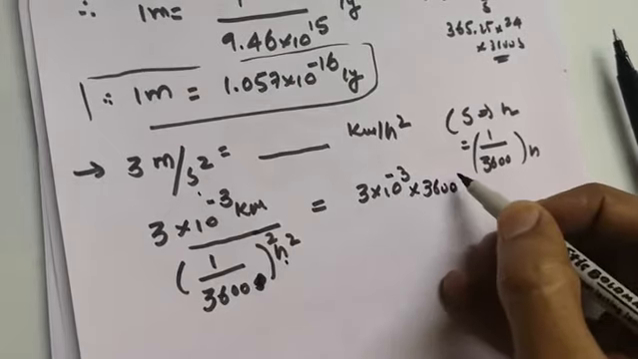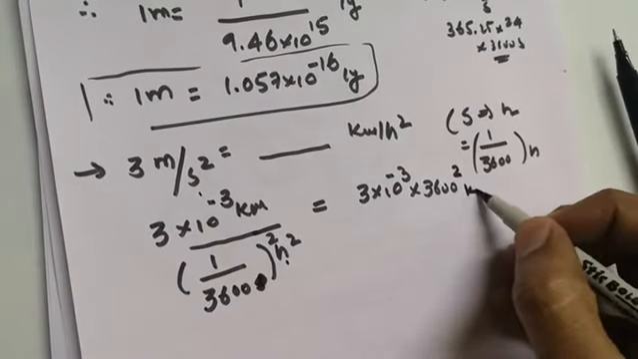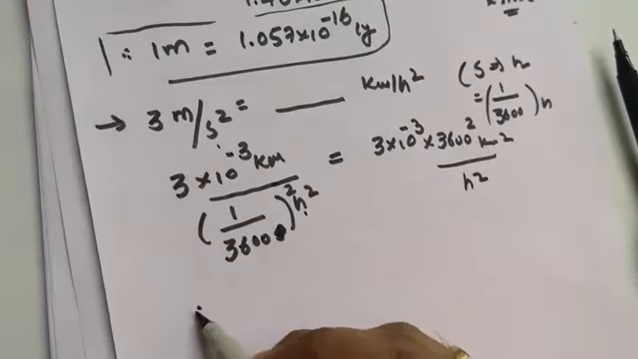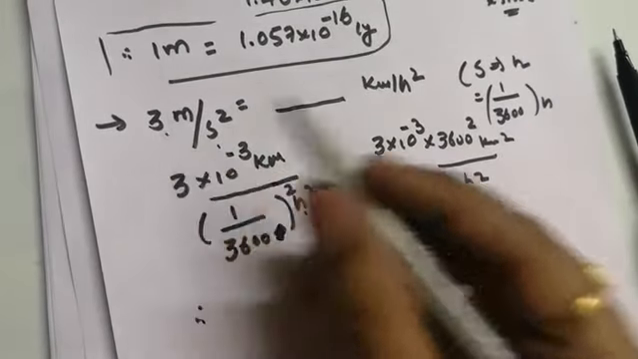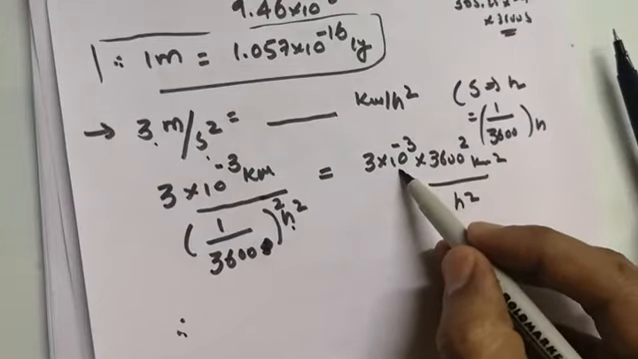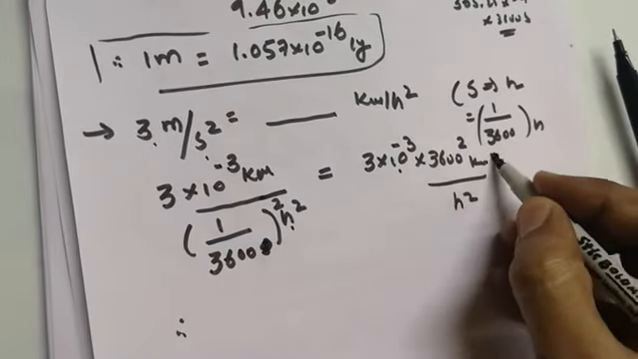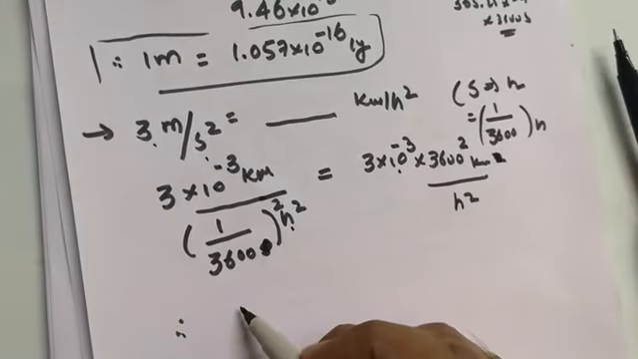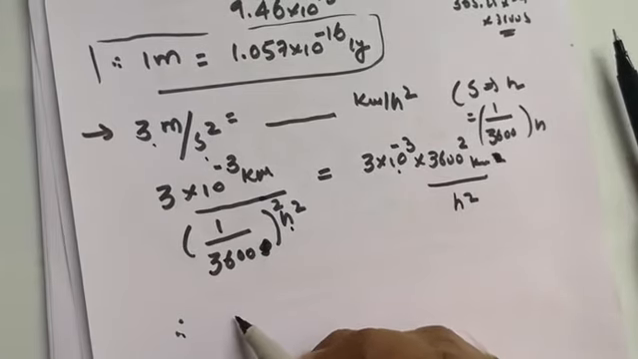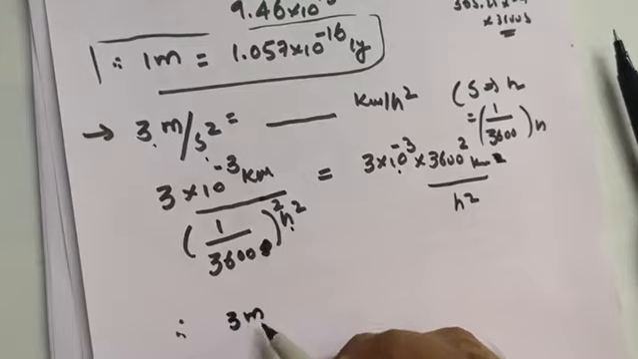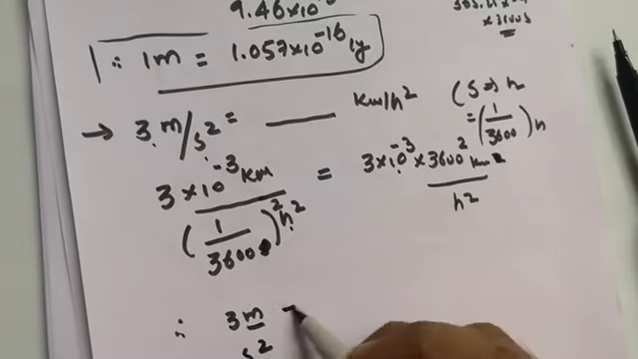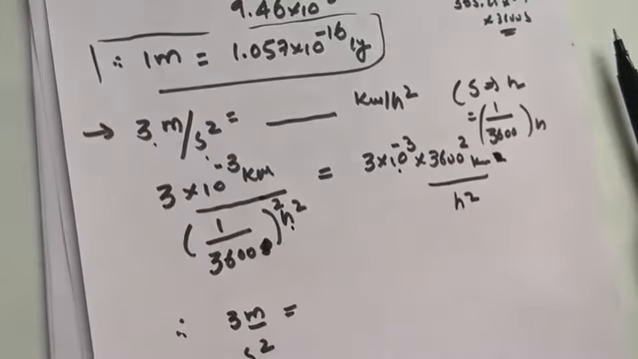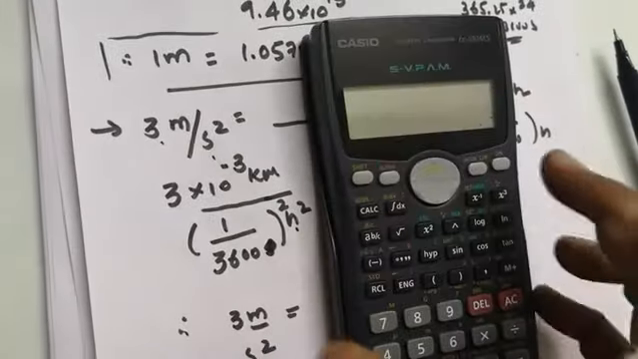Multiply by 3600 squared, kilometer squared divided by hour squared. So I can have a value of 3 for this, kilometer, and this is hour squared. So I can have a value of 3 meter per second squared. This is how it will be calculated, and it gives me that value over here.